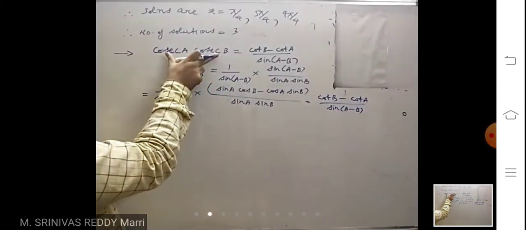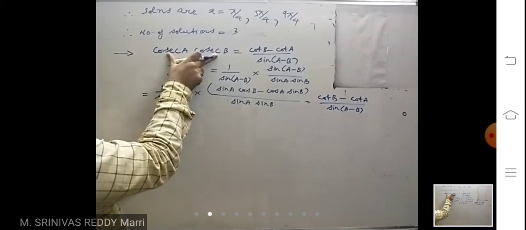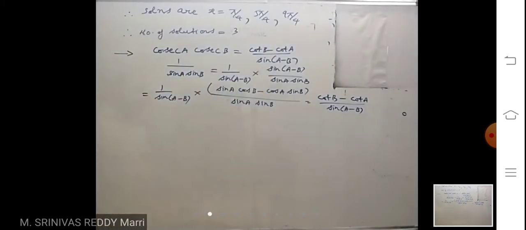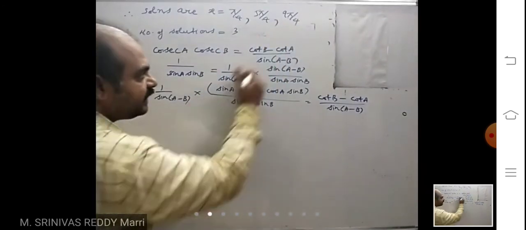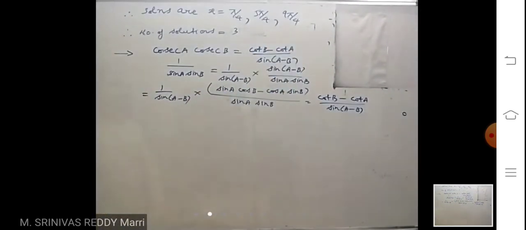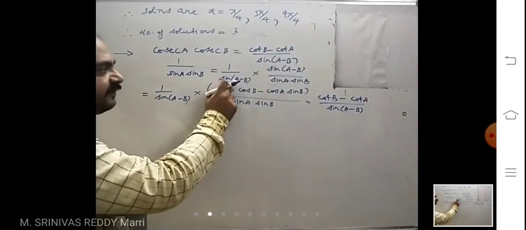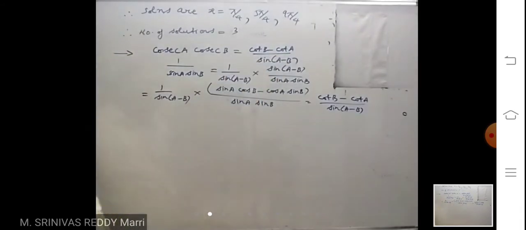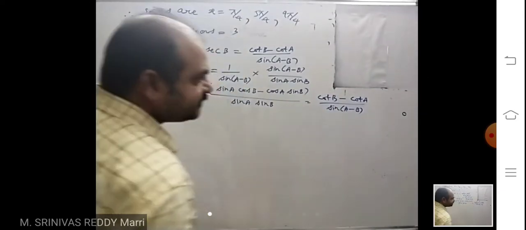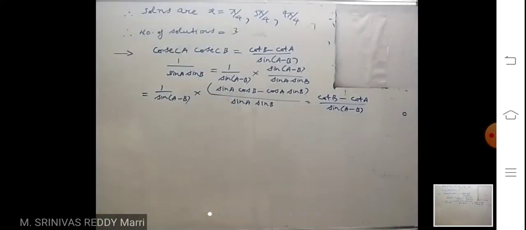So cosecant A into cosecant B is nothing but cot B minus cot A divided by sine of A minus B. The procedure is, if you don't remember the formula, you multiply and divide with sine of A minus B, the sine of the difference of angles, then you will get this. Better you remember this formula. You will get it many times, in a lot of chapters. Suppose we take one problem.